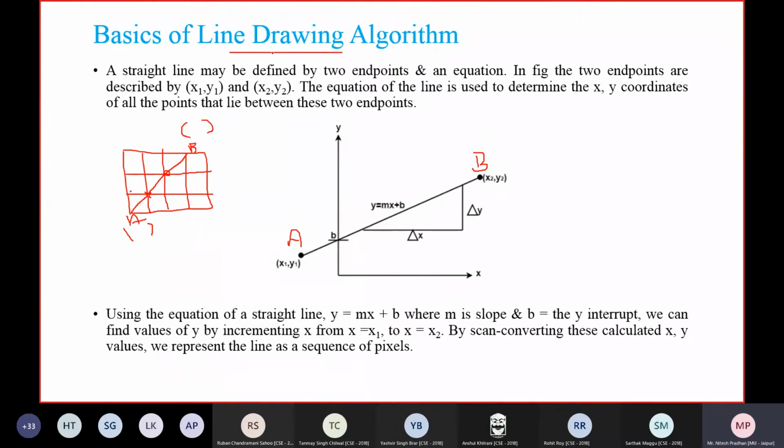So in the line drawing algorithm, the two coordinates are given and we have to find all the middle coordinates of the given equation. Of course, for the equation of a line, we know y = mx + b, where m is your slope and b is your intercept. How to calculate m and b, we'll also see. Delta x is the change in x and delta y is the change in y, and b is the intercept at y. All these terms we'll see when we do the numericals of the line drawing algorithm.